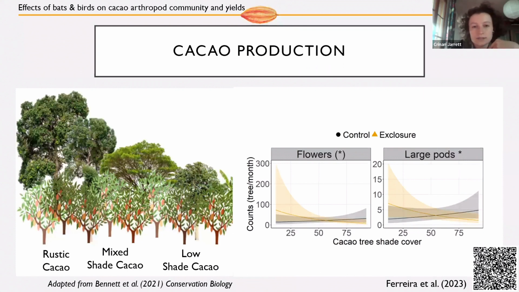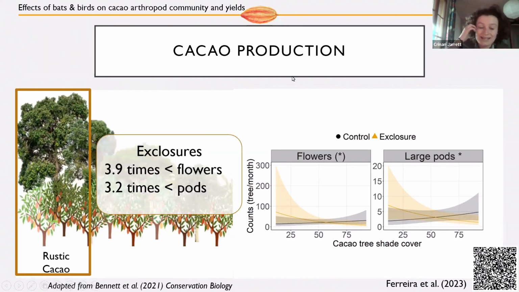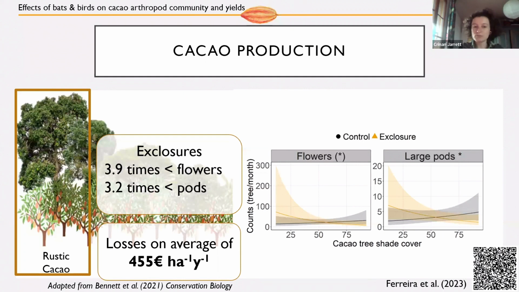And our study showed that the contribution of birds and bats to cocoa productivity is highly dependent on shade cover. So in the shady farms, we find that inside the exclosures, we have a much lower abundance of flowers and of pods. So when we remove birds and bats, we have lower productivity in shady farms. And we calculated that removing birds and bats from shady farms results in losses of up to 450 euros per hectare per year to the farmers. So this is really a big loss for a smallholder farmer if we were to eliminate birds and bats from shady cocoa farms.